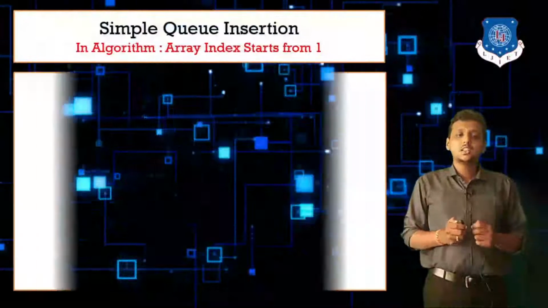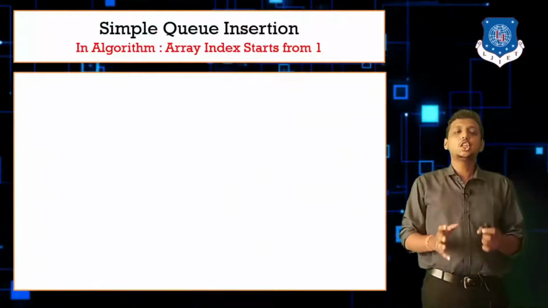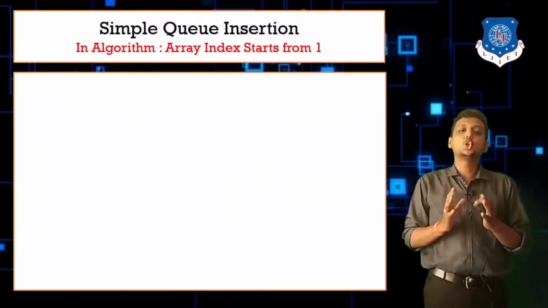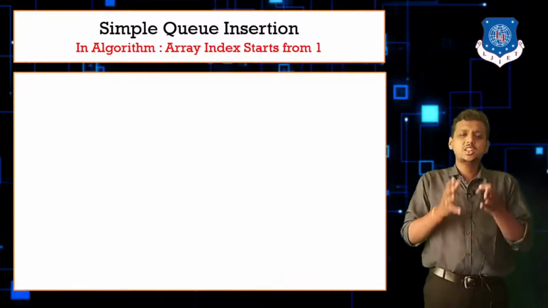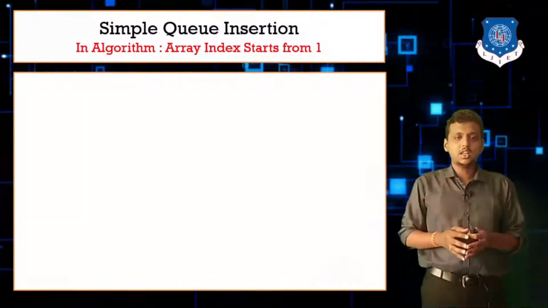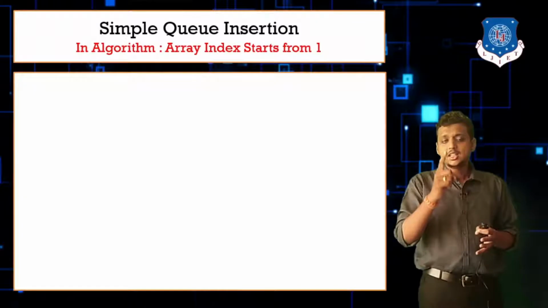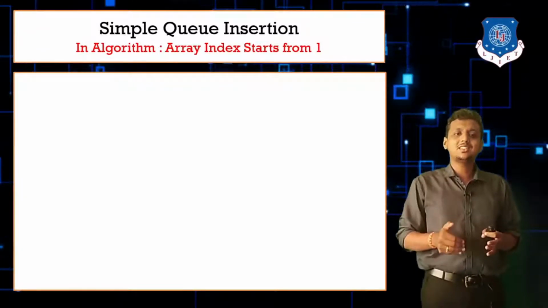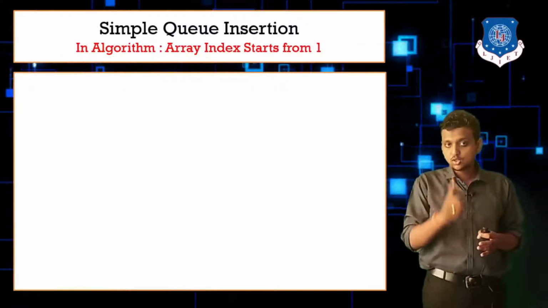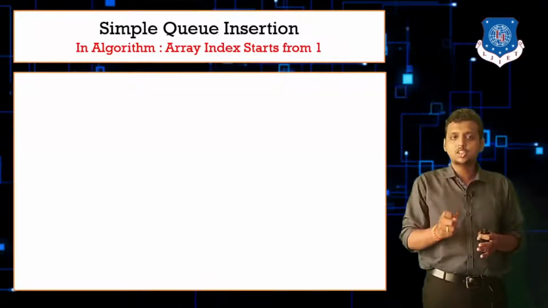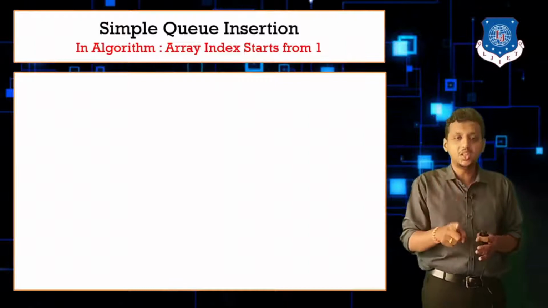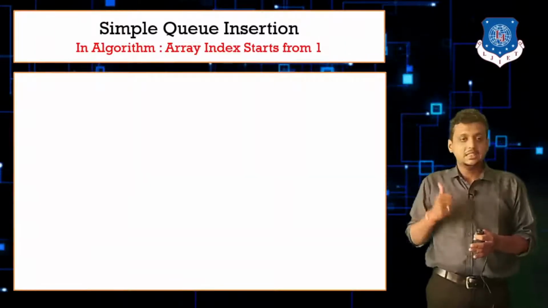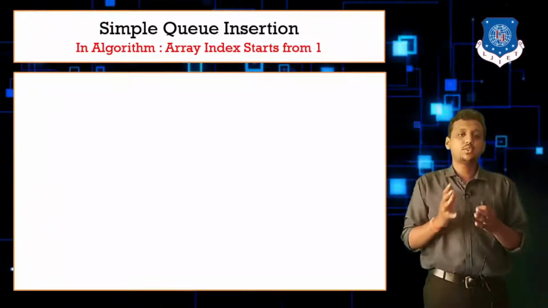Students, the next point is the algorithm for simple queue insertion. It is very easy to understand this topic, just listen very carefully. In this subject we are going to take the array indices starting from 1, so each and every step of the algorithm is written according to it only. So do not forget that the array indices start from 1.